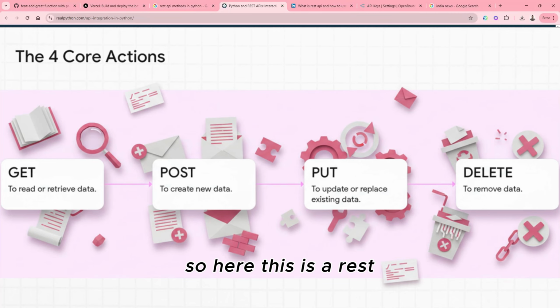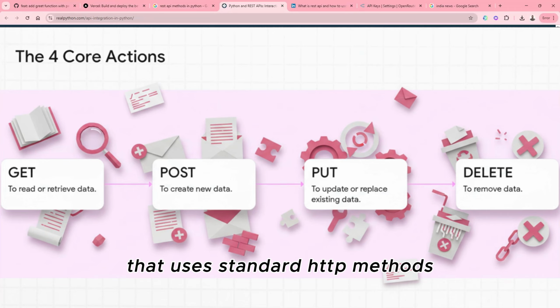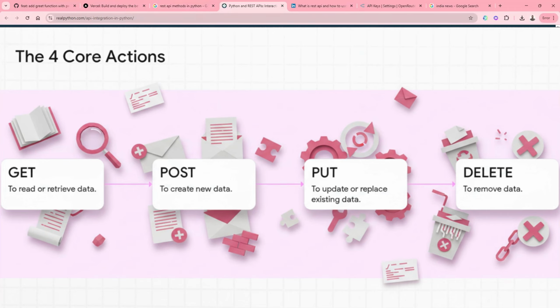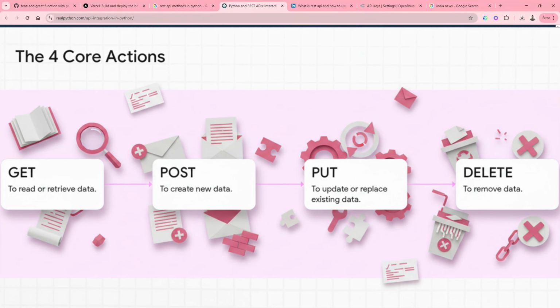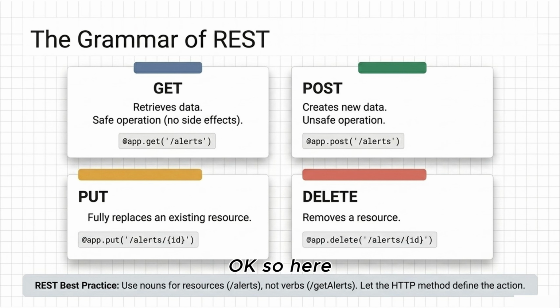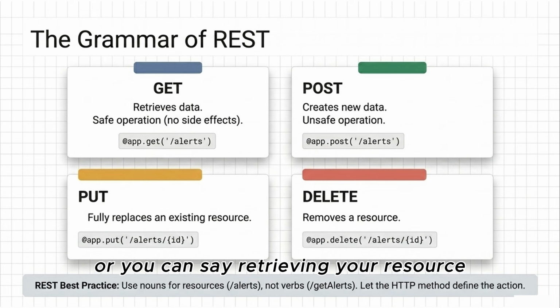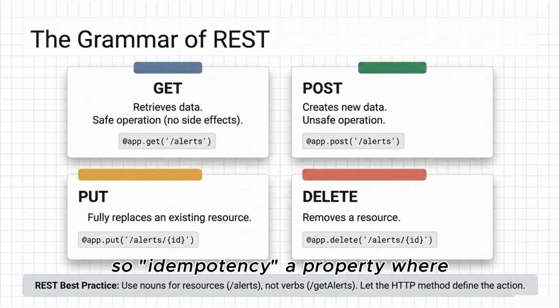So REST uses standard HTTP methods to perform operations on resources. What are they? They are GET, POST, PUT, PATCH, DELETE. GET means reading the data from the resource, or you can say retrieving a resource or list of resources.